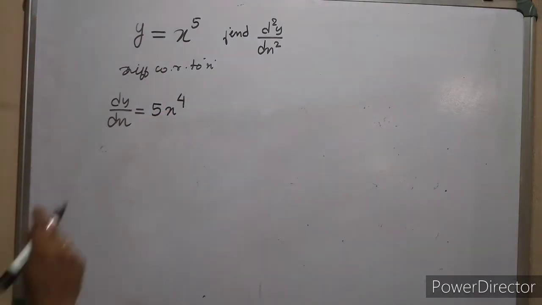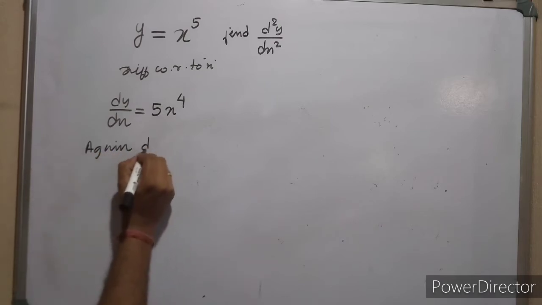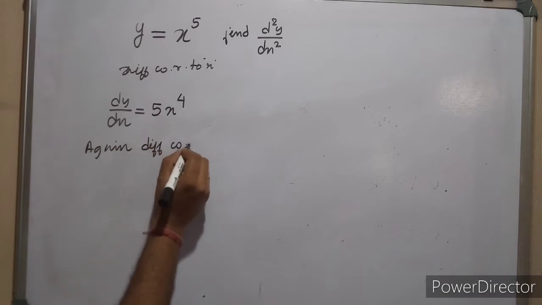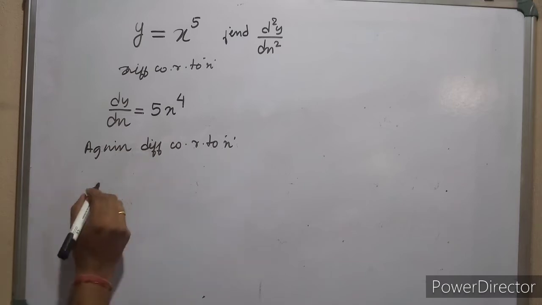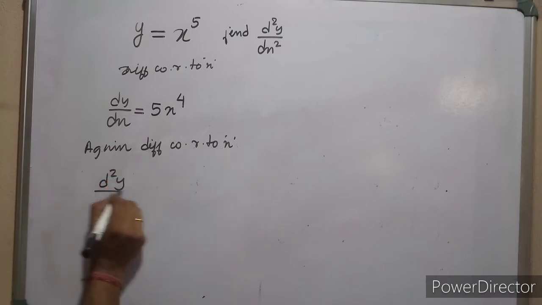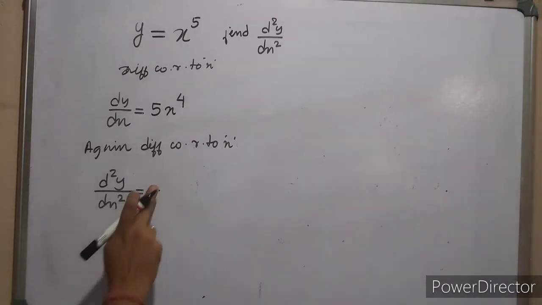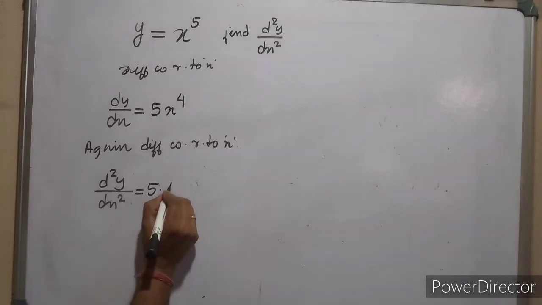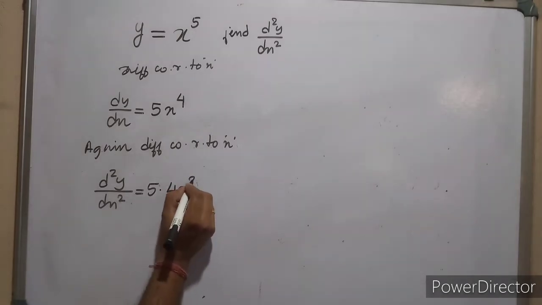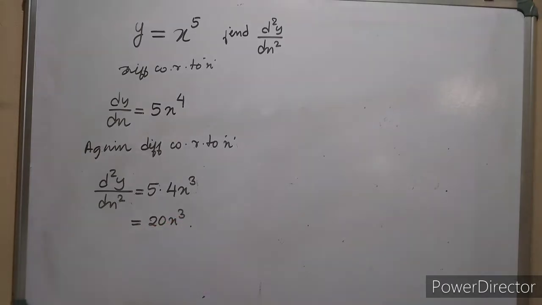Now this one is the first order derivative. To calculate the second order, what you have to write again, differentiating with respect to x. dy by dx with respect to x means we'll write d2y by dx square equals 5, only the variable that you have to differentiate over here. The derivative of x to the power 4 will be 4x to the power 4 minus 1, which is 3. 5 fours are 20 x cube. Now this one is the second order derivative.